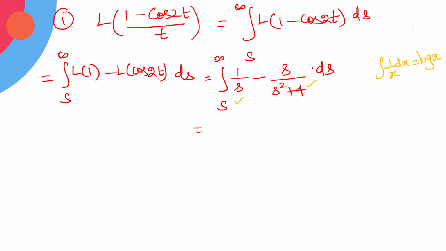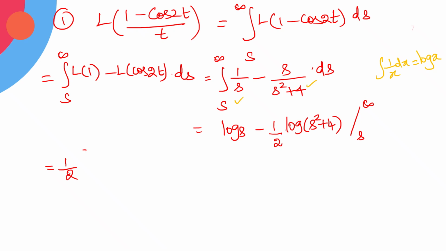So here the integration of 1 by s will be log s. Similarly here, what is differentiation of s square? It is 2s. But here 2 is not there. So you can multiply and divide it by 2. So I can write it as half times log of s square plus 4. And then the limit will be from s to infinity. So if you pick 1 by 2 commonly outside, it is half times, taking an LCM, 2 log s minus log of s square plus 4, and the limits are from s to infinity.